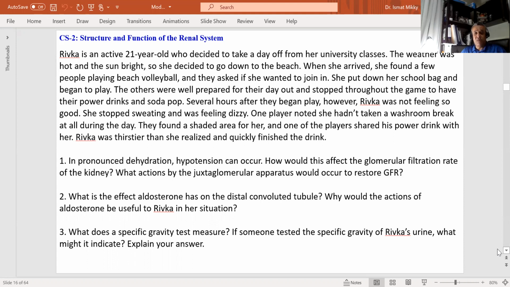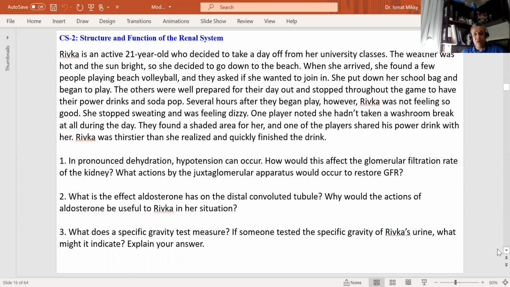Question number 3: what does the specific gravity test measure? And if someone has tested the specific gravity for this patient, what might it indicate? Now, the specific gravity or the osmolarity of the urine determines the concentration of solute in the urine sample. It can therefore measure the hydration status of the patient, whether the patient is well hydrated or dehydrated, and it will also evaluate the renal function.